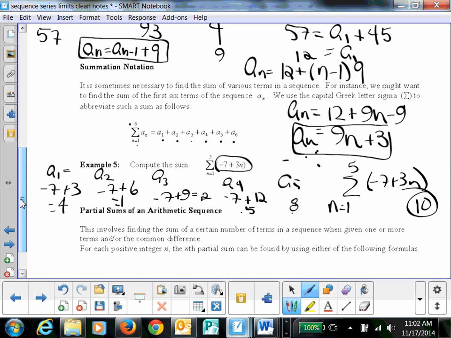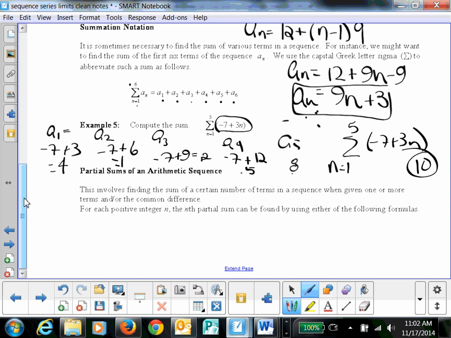Okay? All right, but it's nice to be able to do partial sums. Right? Because with a sub n, our subscript is our term. If it's n, that means we haven't specified what term we're talking about. So it's open-ended. Okay? All right, so partial sums.